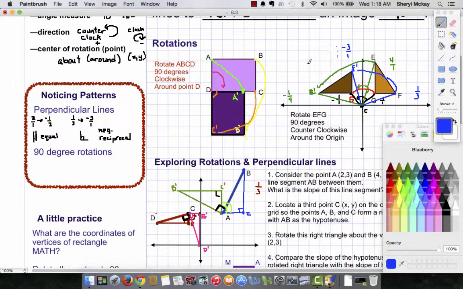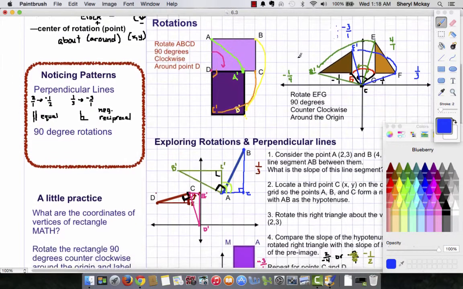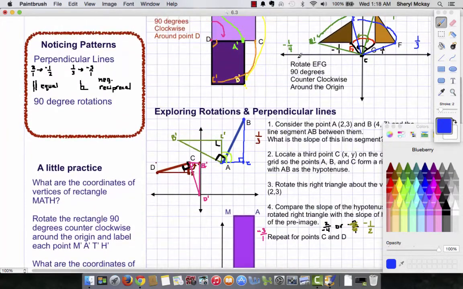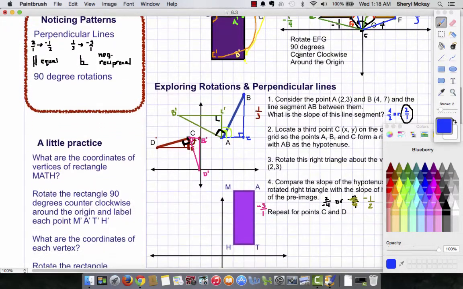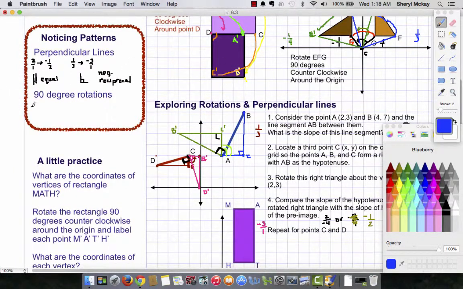So before we go on, let's write some notes here about 90-degree rotations, because I want you to realize that 90-degree rotations make perpendicular lines from the center, okay?